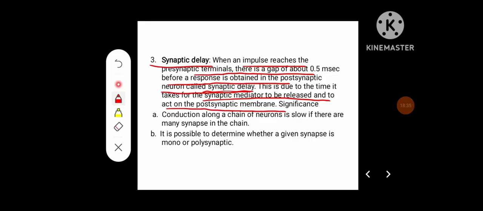And its significance is that conduction along a chain of neurons is slow if there are many synapses in the brain. Okay, and it is possible to determine whether the given synapse is monosynaptic or polysynaptic.